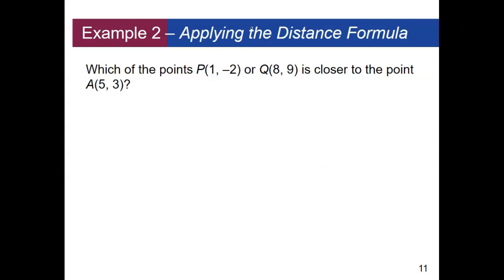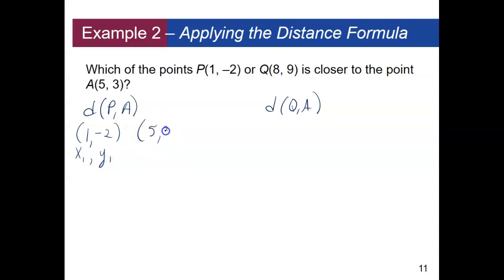Okay, here's a problem that is applying the distance formula. We want to know which point is closer to this particular point. So we need to find the distance from P to A, and then we also need to find the distance from Q to A. If we look at this, we are going to let P be our first point, and we're going to label it as x1 and y1. And then we're going to let A be our second point, so it'll be x2 and y2.